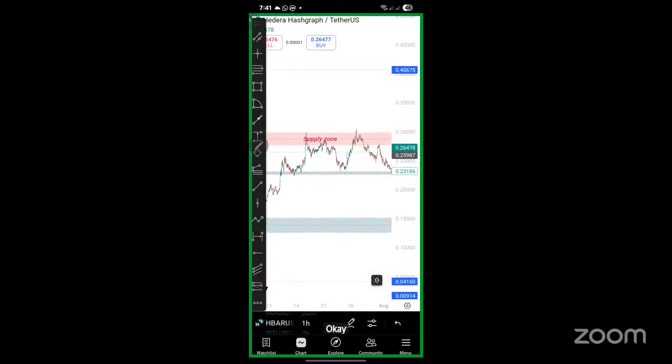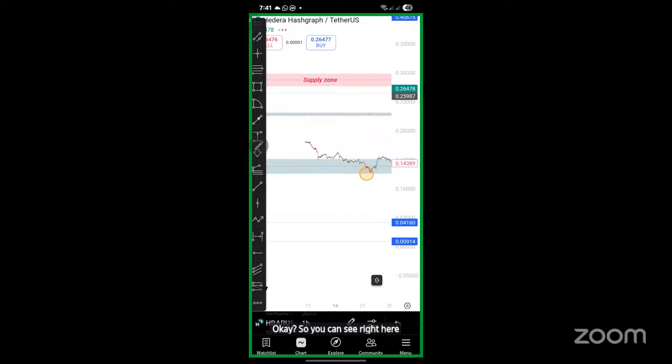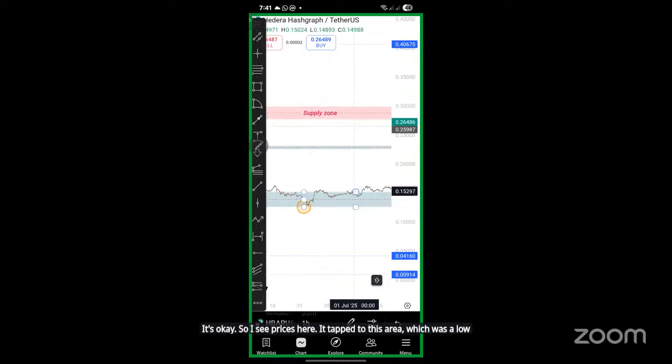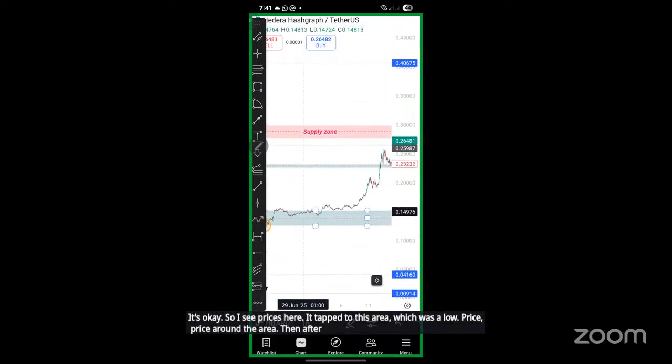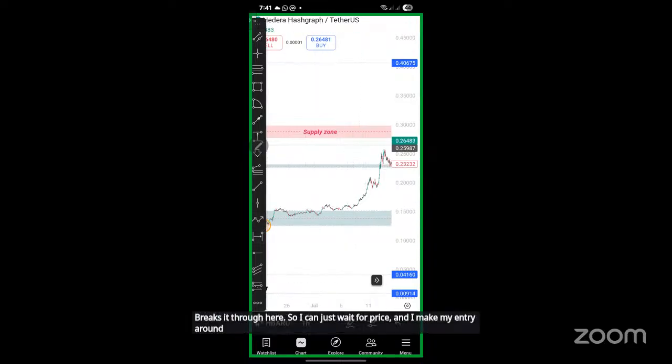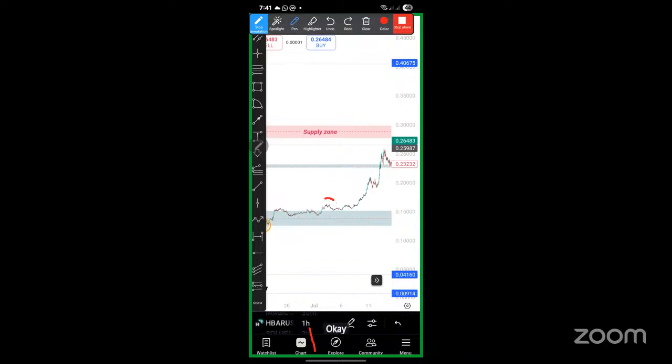So you can see right here that price came. It can't extend. It's okay. So I see price is here. It tapped this area, which was a low. Price plays around the area, then after it breaks through, it breaks through the demand zone. So I can just wait for price and make my entry around this point, because price has gone away from the demand zone.